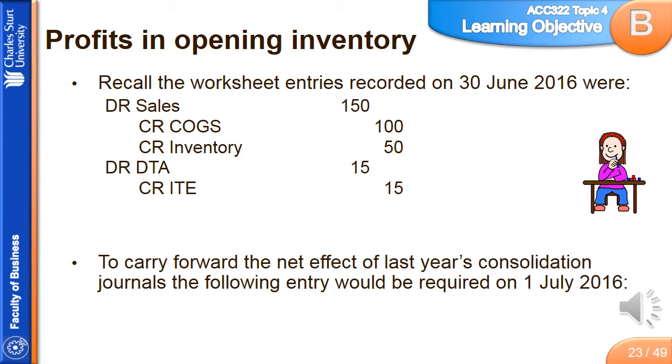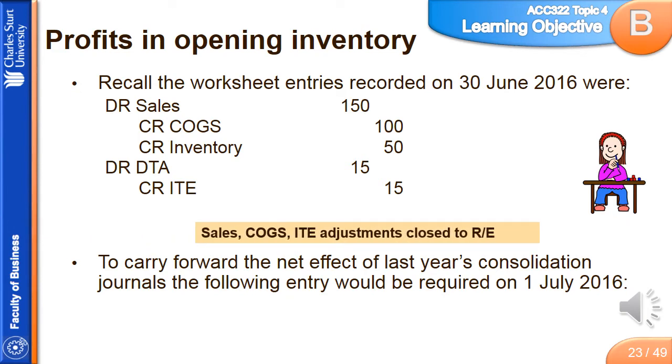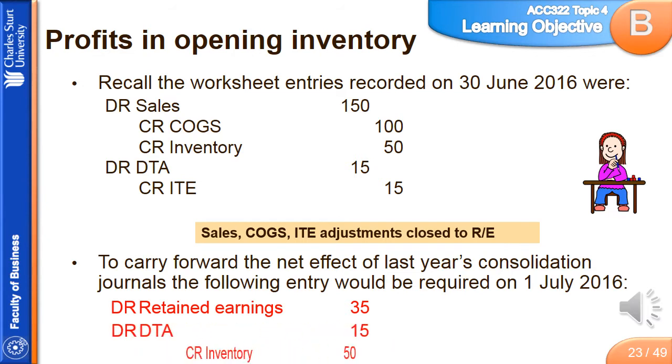So if we were to carry forward the net effect of last year's consolidation journal entry, and just as an example, say the following day we prepared consolidated accounts, which we don't do, but just to explain what's going on here. So as at the 1st of July 2016, if we were to prepare the accounts and that inventory was still on hand, we would instead prepare the following entry. We would debit retained earnings for $35, which is that $50 profit less the $15 tax effect. So that entry replaces the sales and the COGS entry that we did previously, and it takes away the income tax expense entry as well.